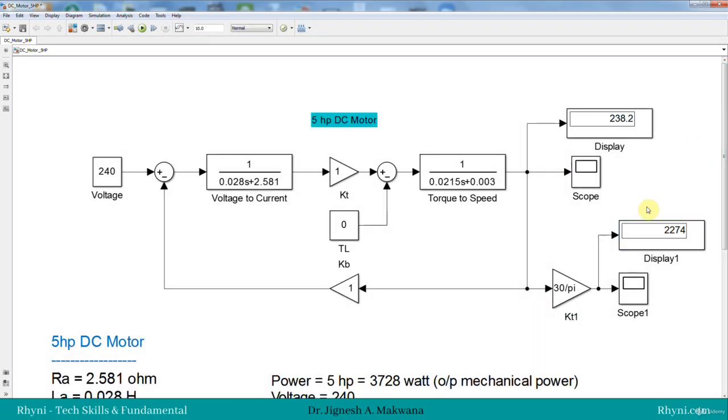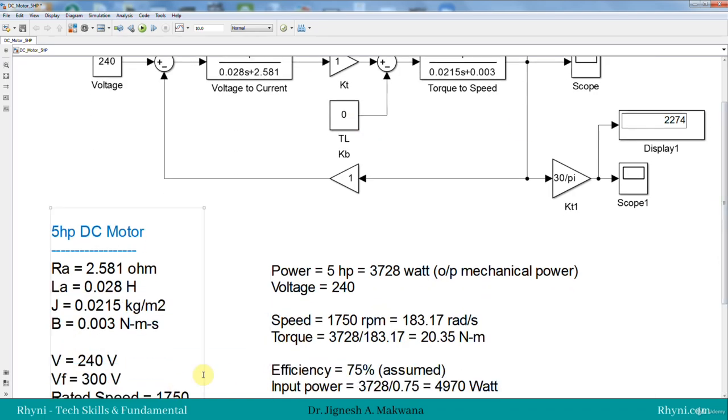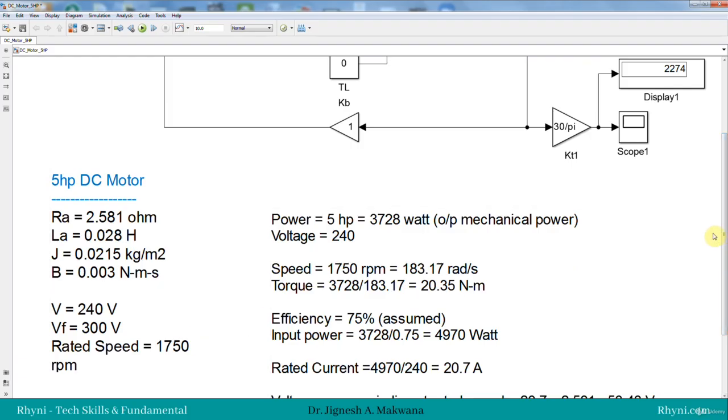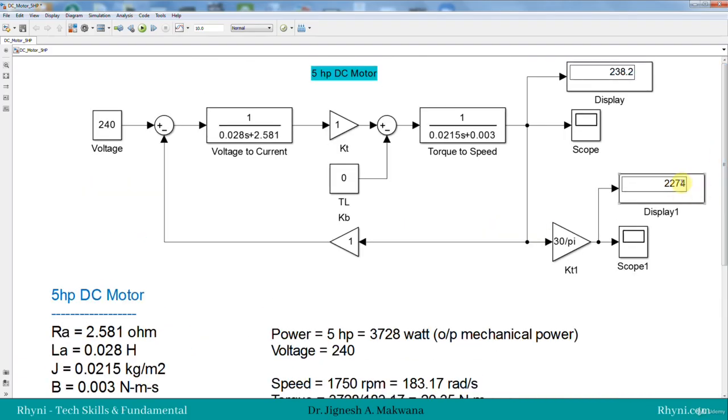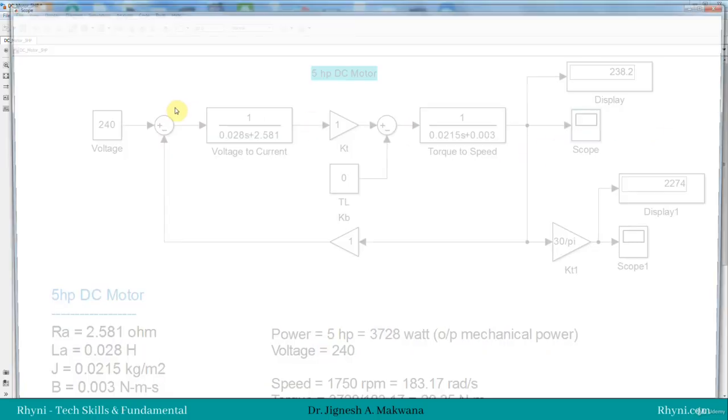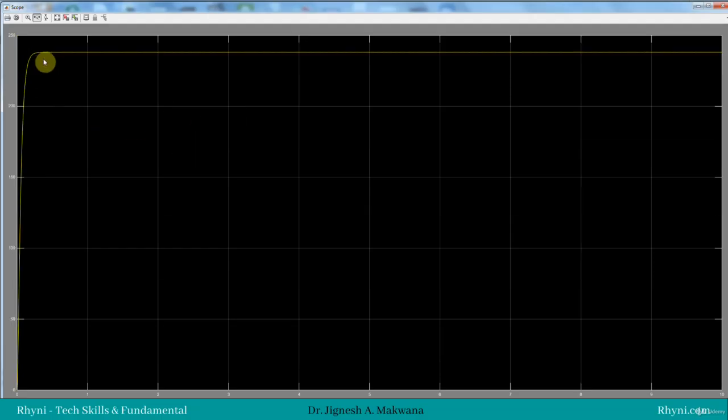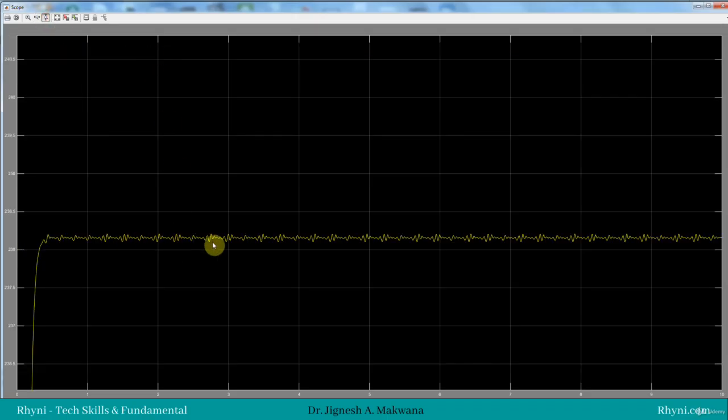And check the response. For the 0 load, the no load speed is higher. It is not the rated 1750, but we can see the speed comes to 2274. So at no load, the speed is higher in RPM and also it is not 183 radian per second, so it's higher. Let's see the response. You can see the response here, the speed.